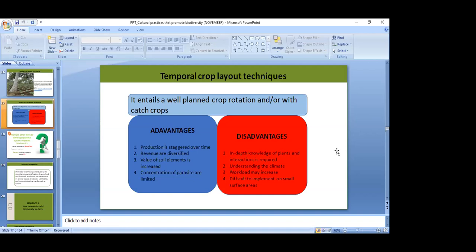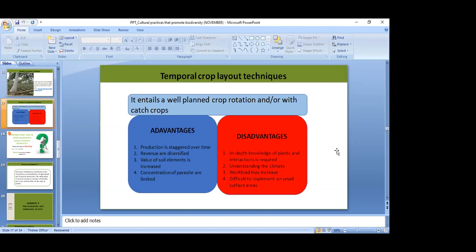So when you go into temporal crop layout, production will surely be staggered because the crops you are engaging in are seasonal. Then we have revenue is diversified. Just like the example I mentioned, during rainy season, rain-fed crops bring about good yield. But irrigated crop, even if the yield is much, you input much more energy cost into it to make it so. Therefore, any crop you bring from irrigated farming will be expensive. So that is why we establish that revenue will be diversified.